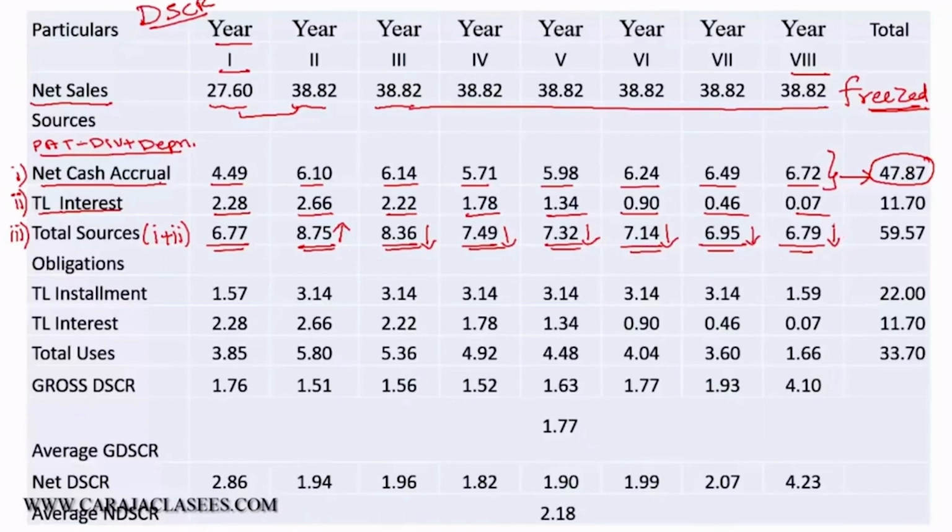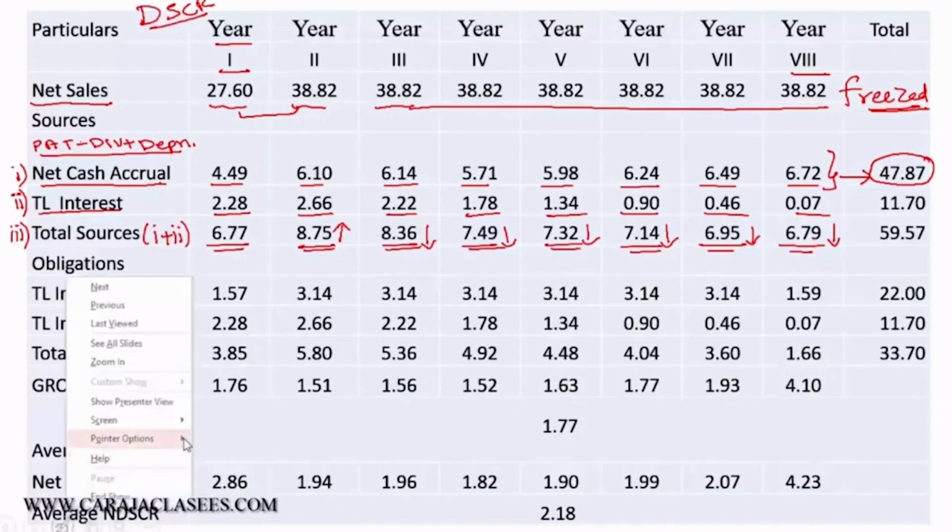Okay, and why is this happening? This may happen because net cash accrual is influenced by depreciation. Okay, and year after year when you add back depreciation, the depreciation levels are going to have impact. And look at the term loan interest also. The term loan interest is coming down year after year, so that's also having impact, right? So this is total sources. Then let us have a look at the total installments.